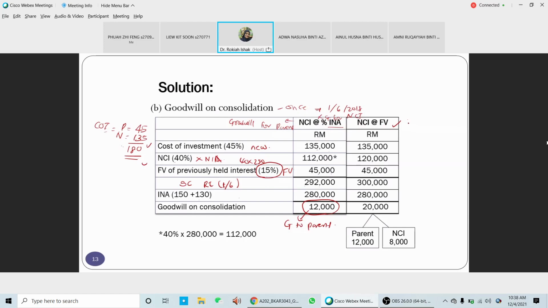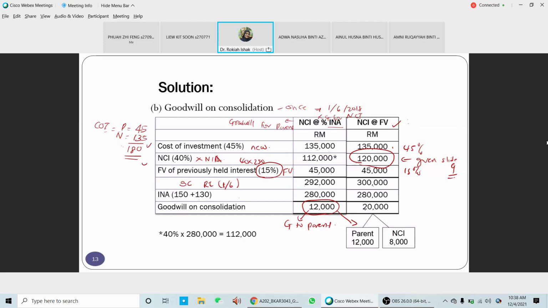Okay, now we're going to look at the second method, NCI at fair value. This is the same one, the COI for 45%. This one is COI for 15%. And then this one, 120, is the NCI at fair value. This one is given in slide 9. Refer to slide 9. It's mentioned that the NCI at fair value here is 120. So when you total up here, it becomes 300. Compared with 280, you're going to have 20. From that 20, we already calculated for parents here is 12. So it means that the other 8 here is going to be allocated to the NCI.